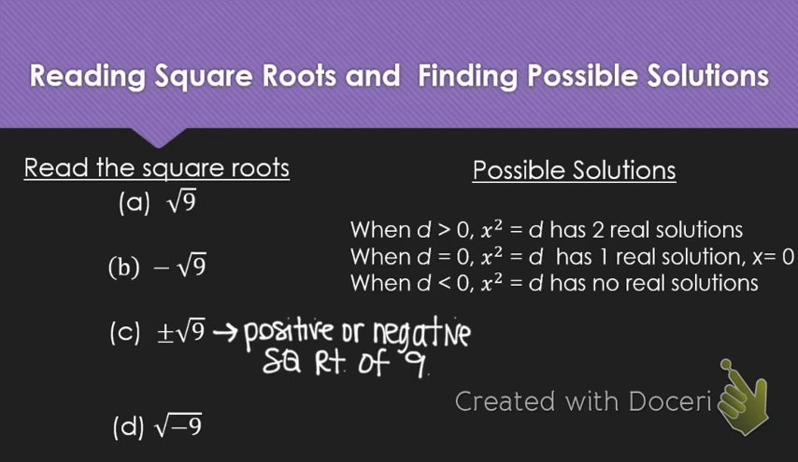Now, the very last one, letter D. Anybody want to take a stab at that one? Lily. The square root of negative 9. Does that cause anyone to stop and think for just a second? Okay, are we allowed to do the square root of a negative number? No. Okay, now some of you are hesitating.